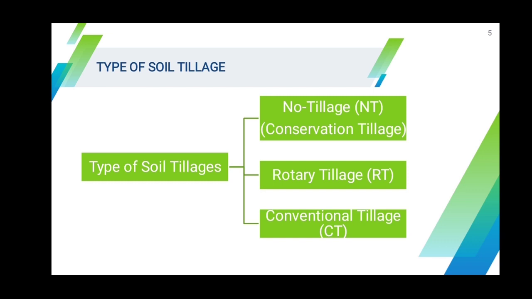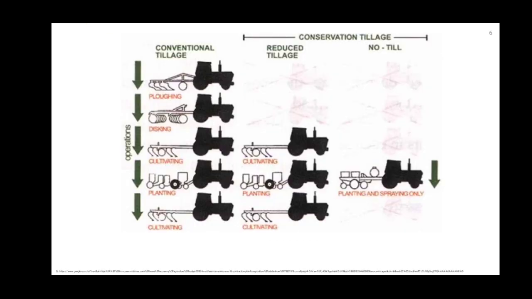Type of soil tillage. There are three types of soil tillage. First is no tillage or no-till, also known as conservation tillage. The second one we call rotary tillage or RT. And the last one is conventional tillage or CT. Here is a picture of tillage practices. It compares conventional tillage and conservation tillage.